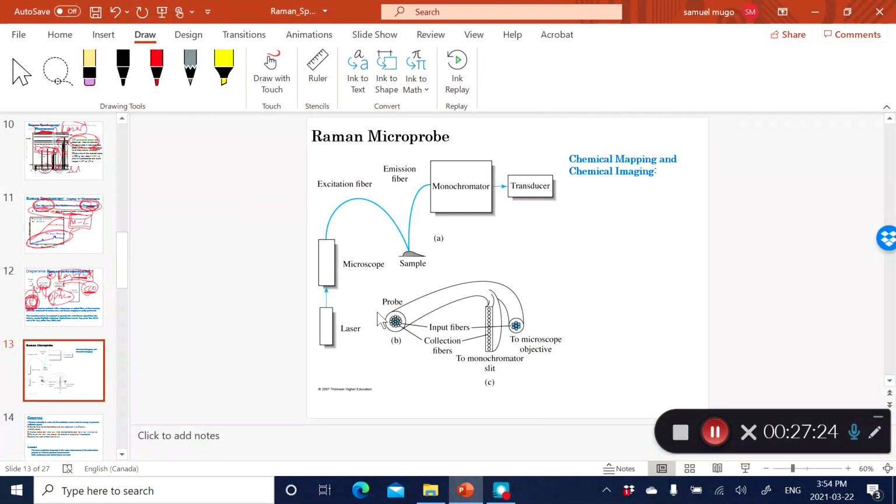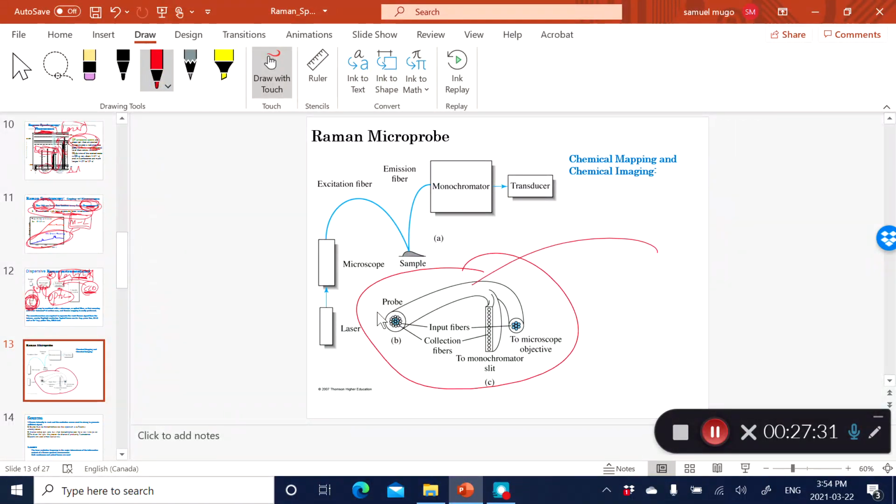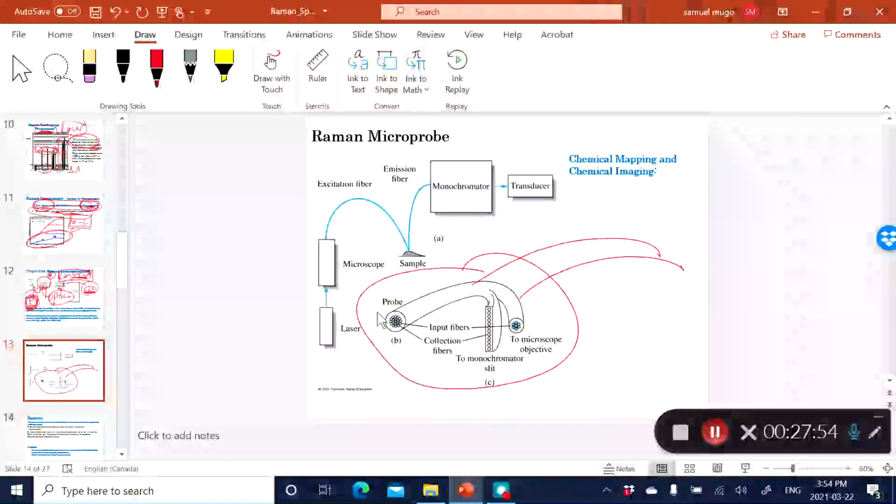And as I said, you have to use the right type of optics, and often you use optical fibers to transmit the light from the microscope to the monochromator and so on. And so you use light guides, things like optical fibers, to capture the light so that you do not lose any of the scattered light, that is the signal of interest.